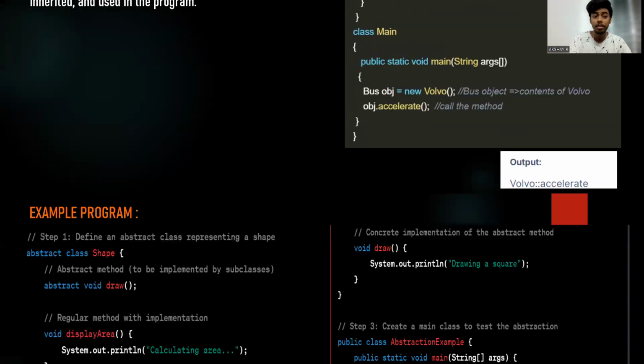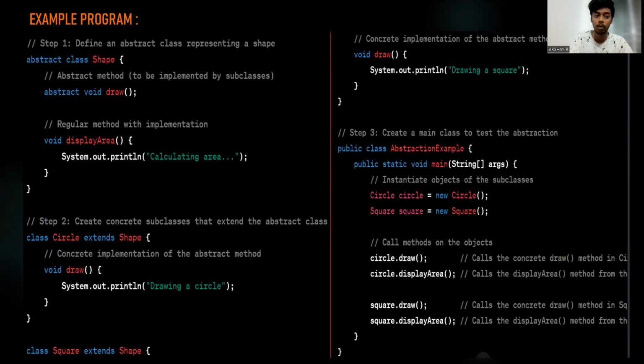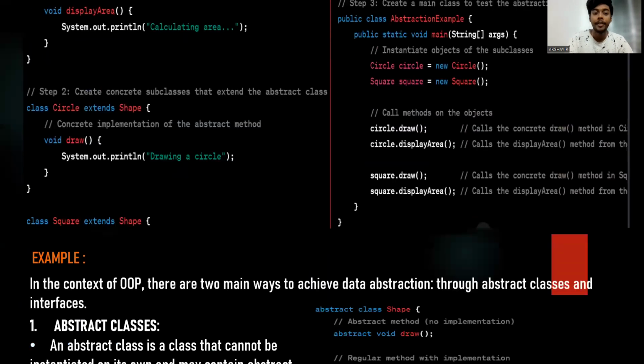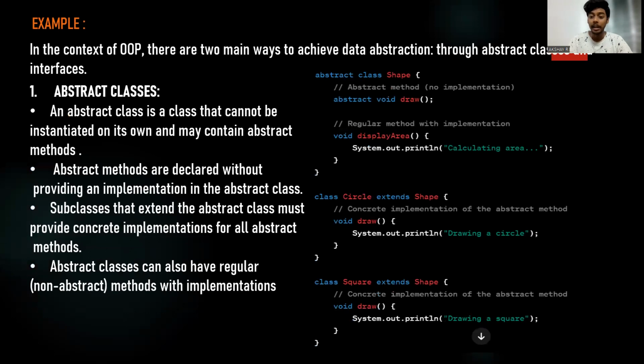Next, as I said, data abstraction can be achieved in two different ways. In the context of OOPS, object-oriented programming, there are two main ways to achieve data abstraction: through abstract classes and through interfaces.